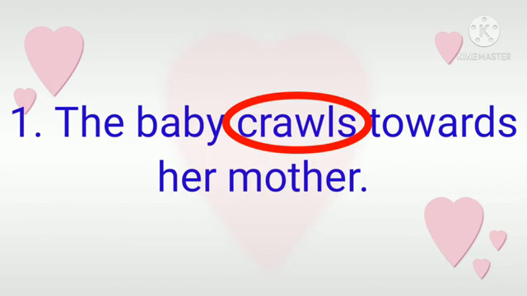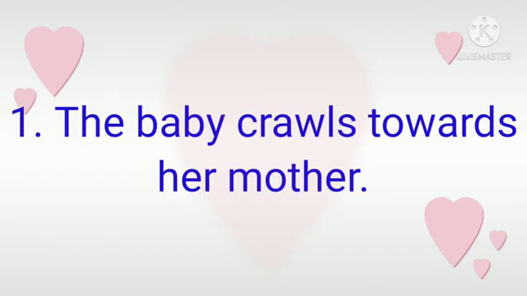Does this sentence have a pronoun? Yes, the sentence has a pronoun which is her. Alright. Does this sentence have an auxiliary verb? You're right. The sentence doesn't have an auxiliary verb. It directly goes with the main verb. And which is the main verb, children? The word crawls here is the main verb and the only verb here.